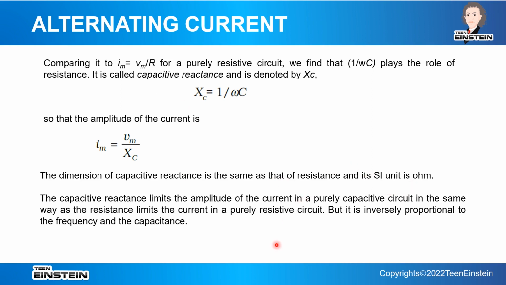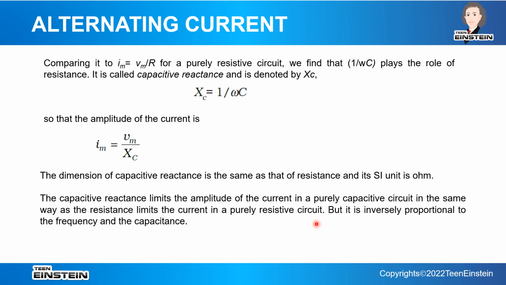So what is the role that this capacitive reactance plays in the circuit? The capacitive reactance limits the amplitude of the current. As you can see, this value is in the denominator, so the current is going to be limited by this value, because if this value increases, the current is going to decrease. So it limits the amplitude of the current in a purely capacitive circuit in the same way as the resistance limits the current in a purely resistive circuit, because in a purely resistive circuit, I equal to V by R. So the R is in the denominator, which limits the value of the current in a circuit.